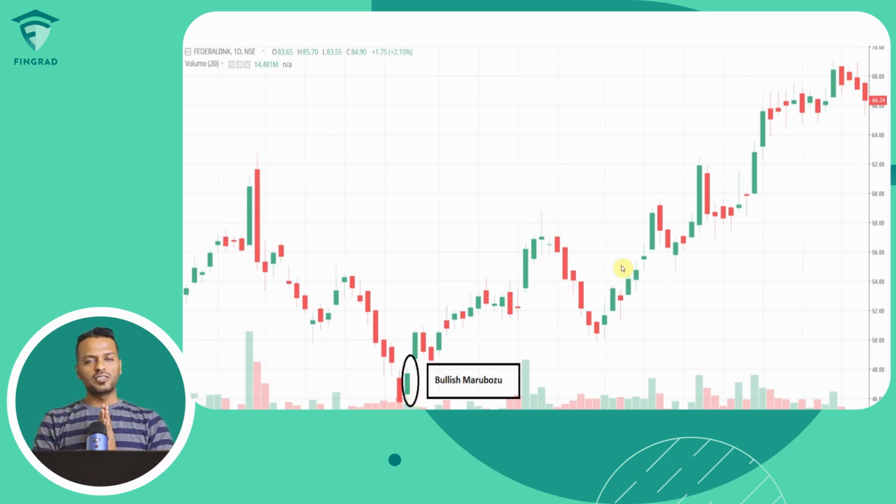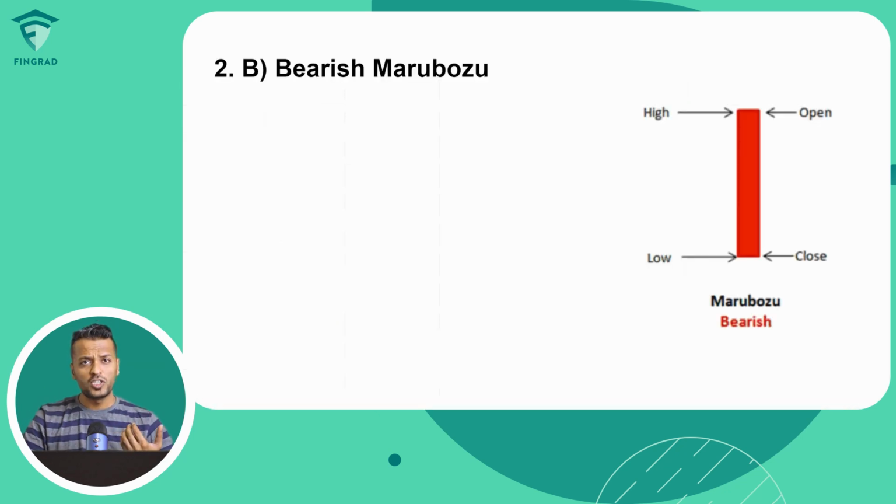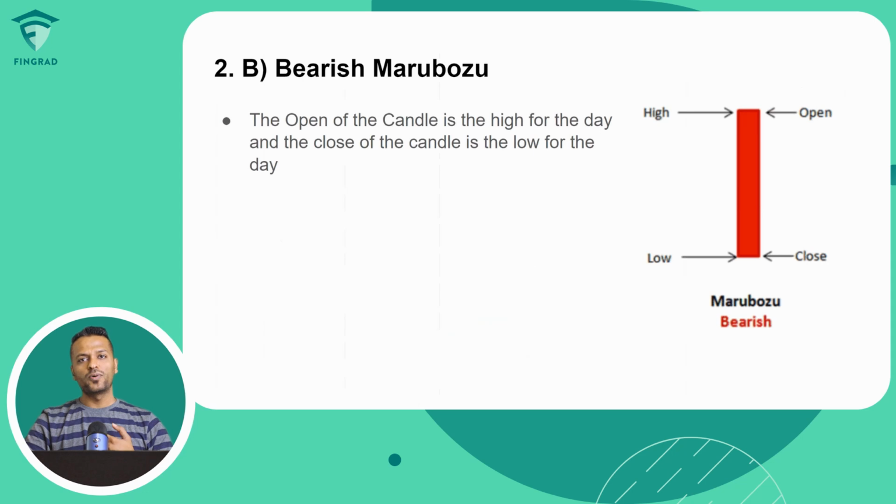So these patterns are very strong, and if they give you a good confirmation, it could actually mean the trend could be reversed and we could see a complete reversal in the market. Now, having understood the bullish Marubozu candlestick, let us understand what is a bearish Marubozu candlestick pattern. It is the exact opposite of the bullish Marubozu. In this case, the open of the candle is the high for the day and the low of the candle is the close for the day.